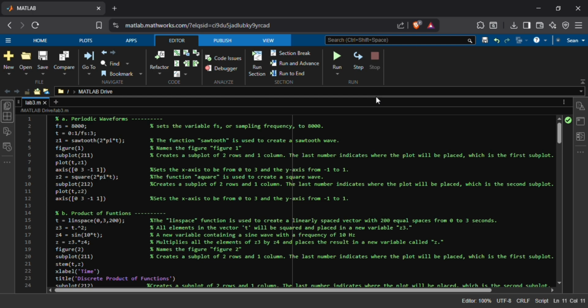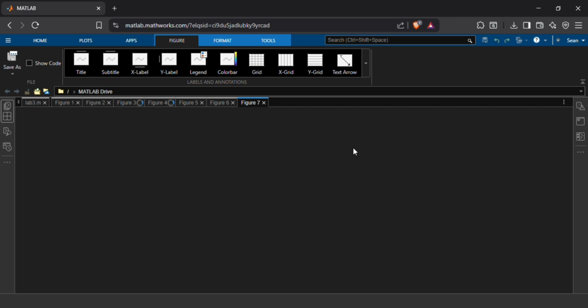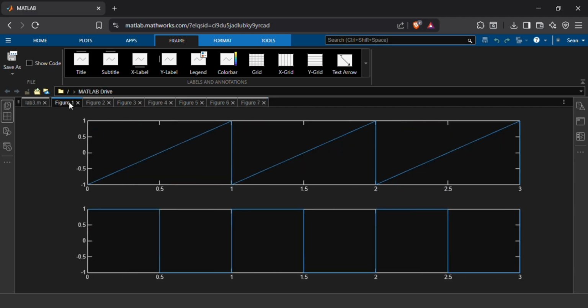Now I'm going to run Laboratory 3. In Figure 1, periodic waveforms. The top one is the sawtooth wave, which looks like a ramp that rises and then drops suddenly, repeating. The bottom is the square wave, which switches instantly between positive 1 and negative 1, like a light turning on and off.